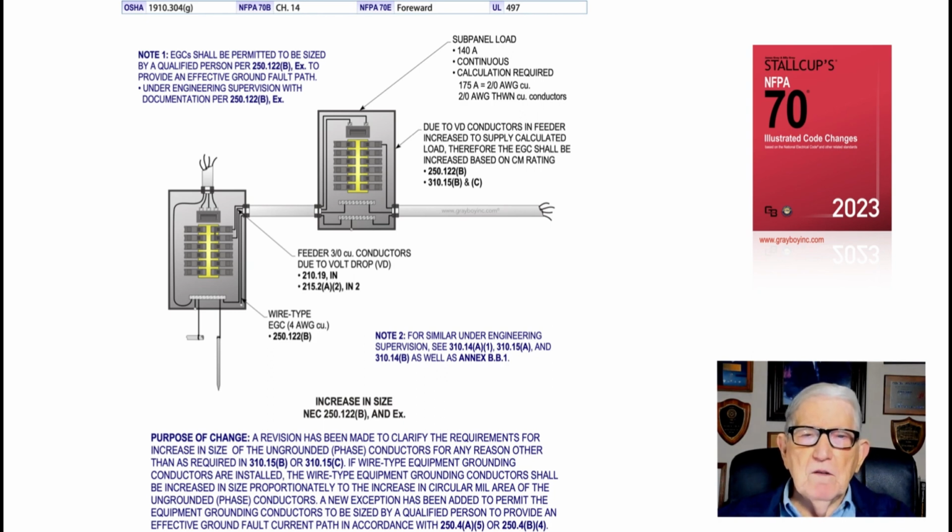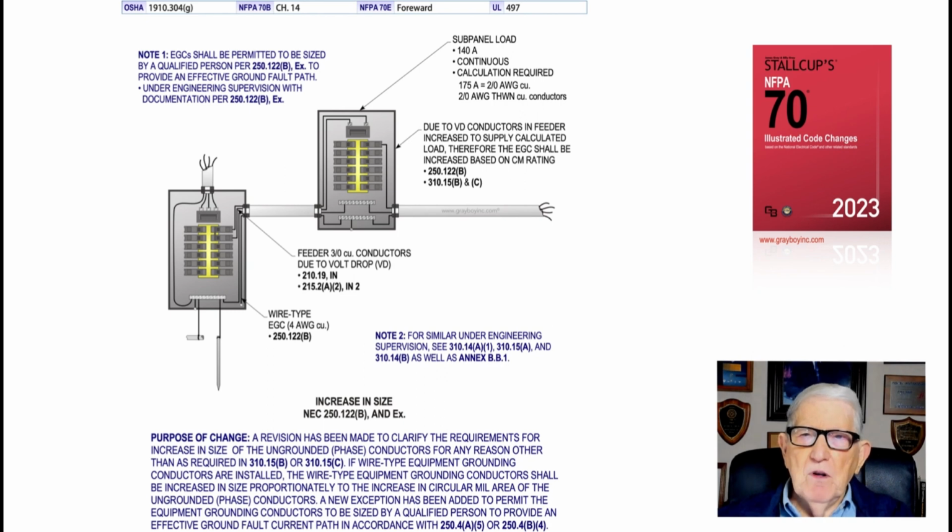So the code panel, paraphrasing this, just wanted the electricians and designers to know that it was just due to voltage drop that you should increase it. And if you needed to increase from a 2-volt to a 3-volt for voltage drop reasons, then that would be permissible. And so that's what these bullets are pointing out to you.